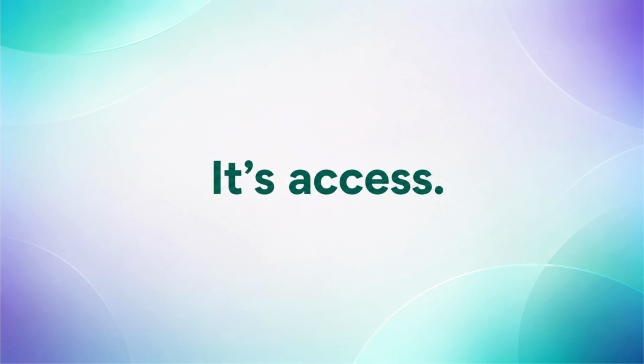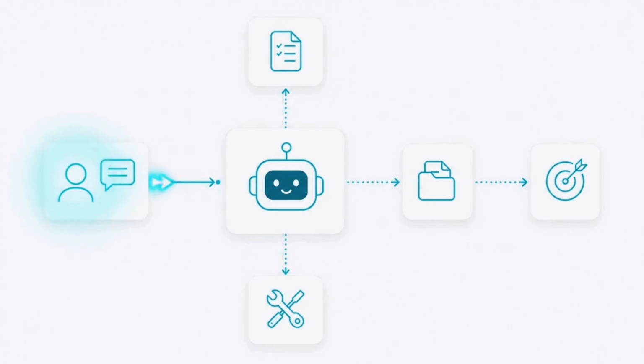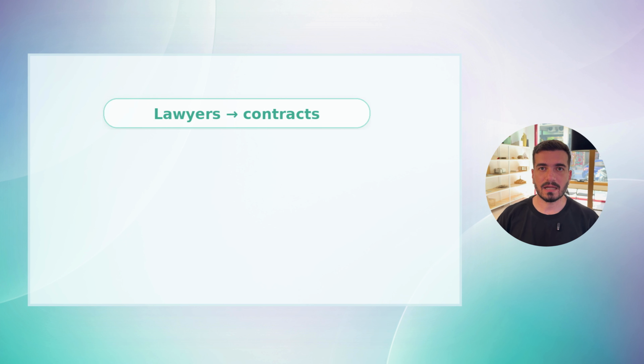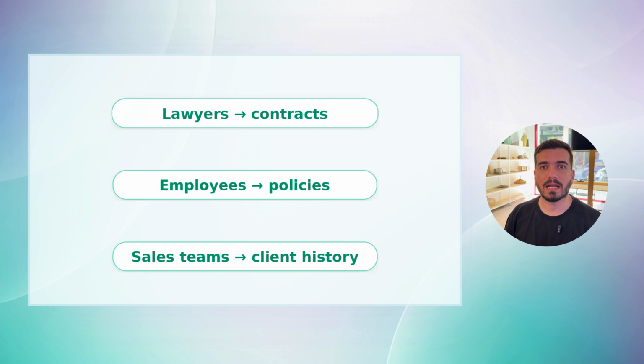people actually need it. In Gendox, an AI agent is basically a chatbot that can do more than just respond to general information. It can follow instructions, use documents, connect with tools, and complete specific tasks. For example, lawyers can find contracts faster, employees can check the internal policy, and salespersons can prepare for a meeting with a client using the client's history.